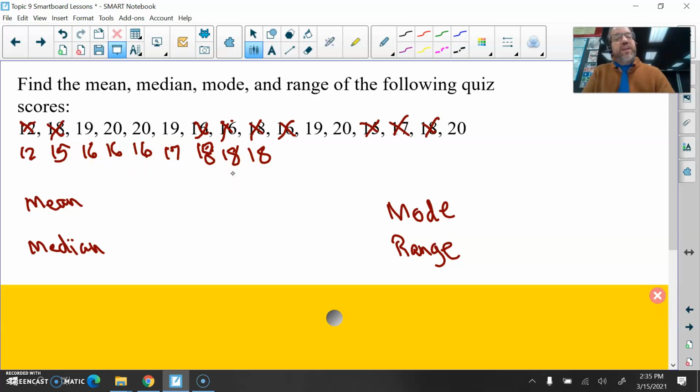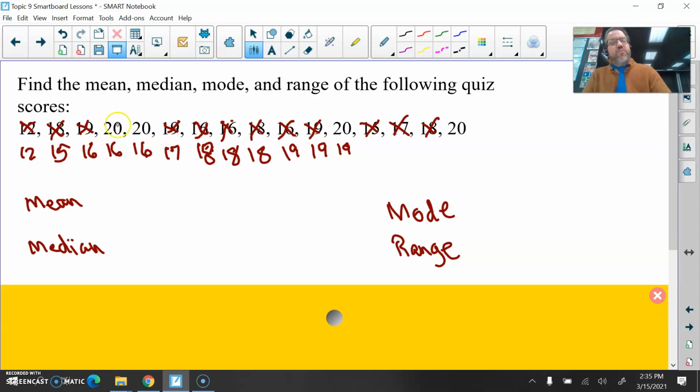Next, I have 19. Let's see here. 1, 2, 3. 3 of them. 3 of the students had a score of 19. I might have 3 modes here, 16, 18, and 19. If I have a huge number of modes like this, then really do I have a mode? Is there really a score that appears more often than the others? You can start to argue that maybe there isn't.